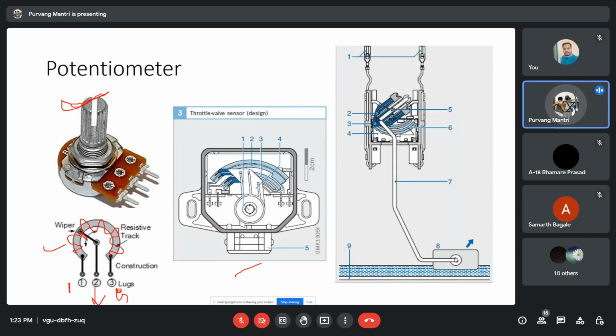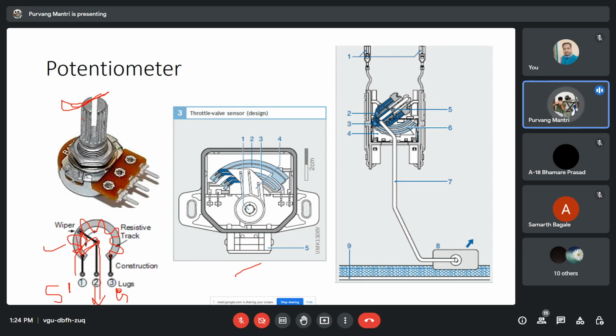So when you rotate this knob, this wiper is going to rotate. If this wiper is at the very bottom near the first terminal, the least amount of resistance is going to act on it, and the electricity is directly going to flow through one and then out of two. So the least resistance is going to come. If there is 5 volts coming in, 5 volts are going to go out. Thus, the potentiometer reading is going to be 0.